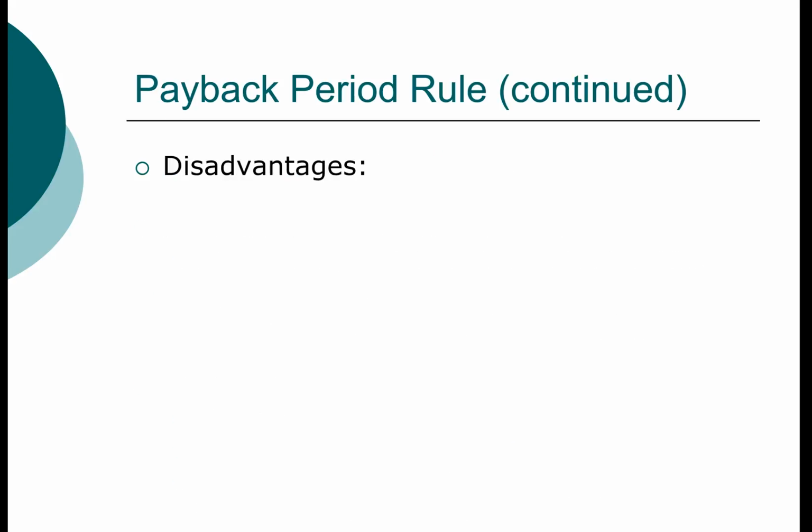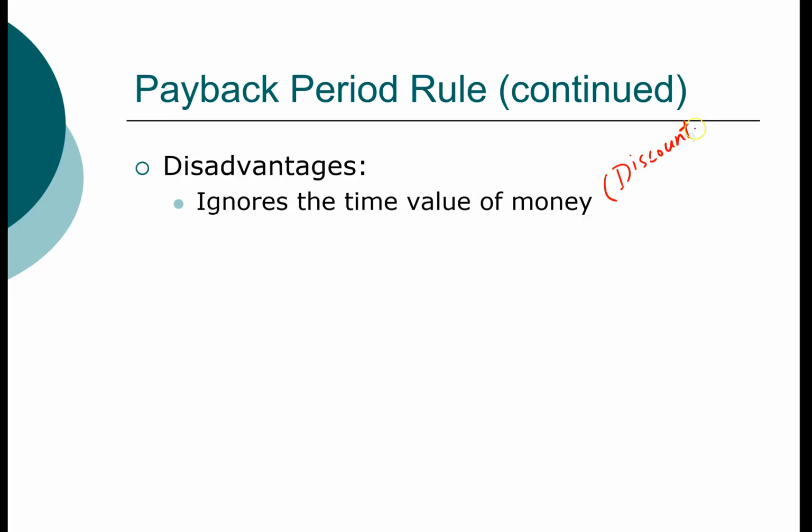Now there are a lot of disadvantages associated with the payback method. The biggest one is ignoring the time value of money. And there is a proposal to remedy for this problem, and that is to use a discounted payback method. If you use the discounted payback method, you do the same calculation, except you use the present value of cash flow instead of cash flow. So it requires one more step of calculation.